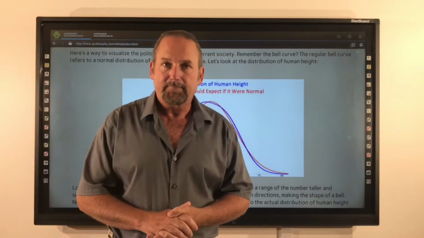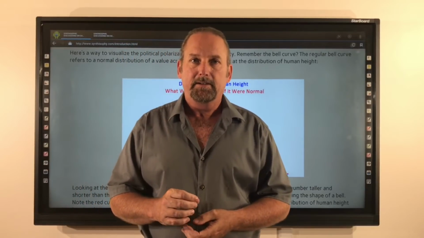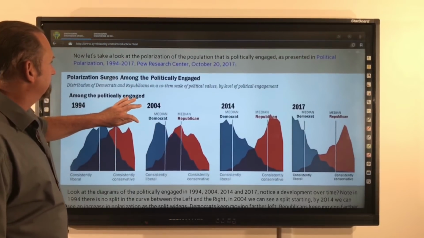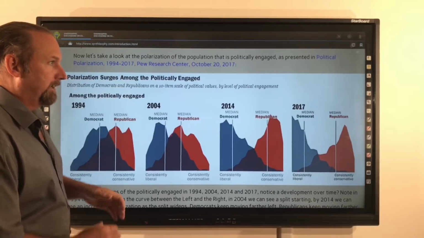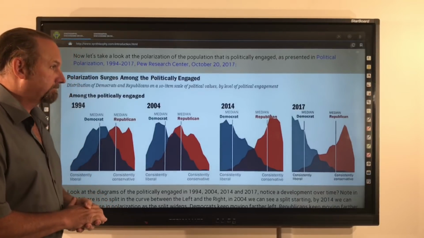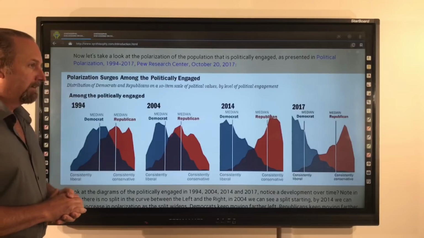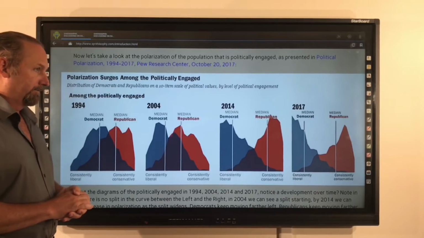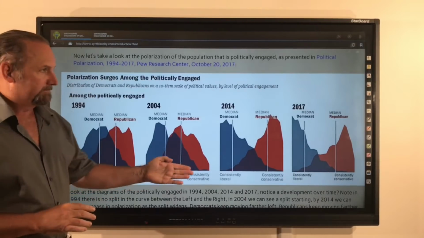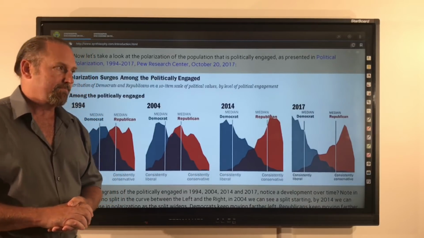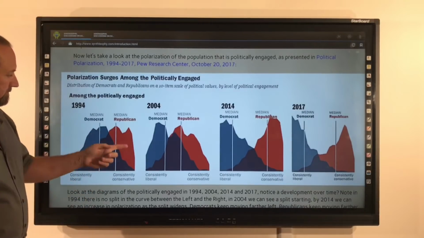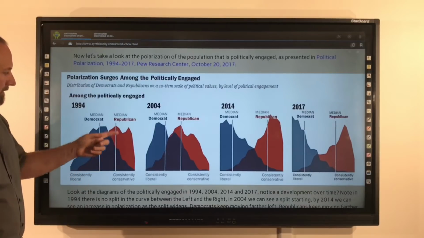Now, let's take a look at the polarization of the U.S. population that is politically engaged, as presented in the article titled Political Polarization, 1994 to 2017, from the Pew Research Center. Looking at the diagrams of the politically engaged in 1994, 2004, 2014, and 2017, you see a development over time. Note, in 1994, there is no split between the left and the right. Kind of looks like a bell curve.